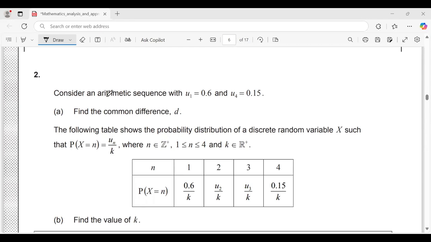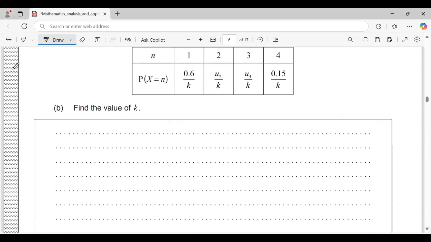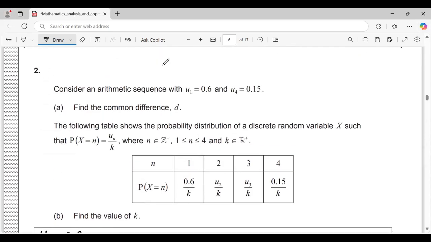Number two, consider an arithmetic sequence with u first equals 0.6 and u fourth is 0.15. Find the common difference d. Through this problem, we have the information that u first equals 0.6 and u4 equals 0.15.